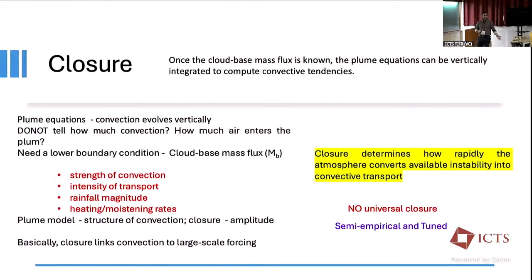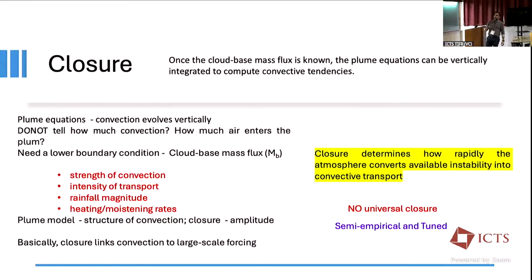Now we have the plume, we have the convective parametrization equations, and we diagnose the convection, but we need to know the strength of the convection. The closure is basically what gives you the strength of the convection. So here the closure rapidly removes the convective instability and then makes it neutral.